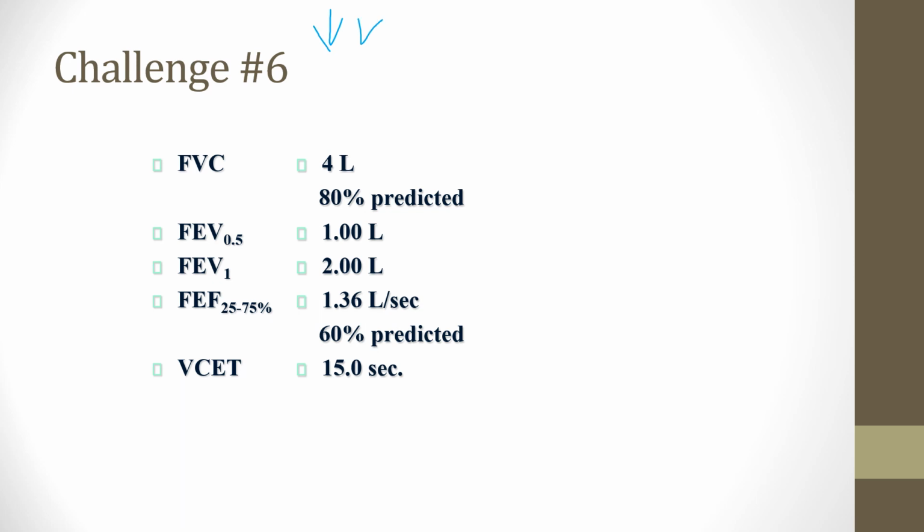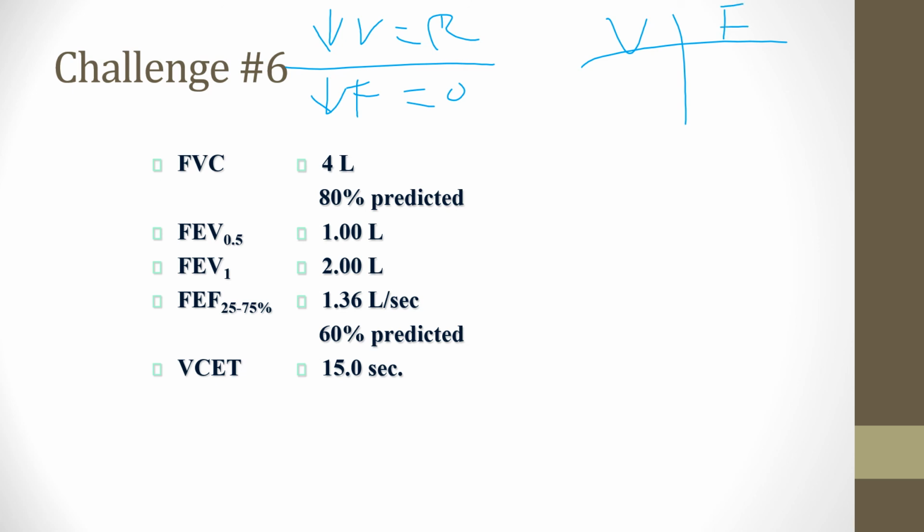Decreased volume equals restrictive. Decreased flow equals obstructive. Volume, flow rate. Okay, my forced vital capacity is great, 80% of predicted. Remember, normal is 80 to 120 there. So far, I got a normal there. FEV1 is 2 liters. Well, that's just a volume. I need to figure out 25 to 75. My 25 to 75 is 60% of predicted. I don't know about that.